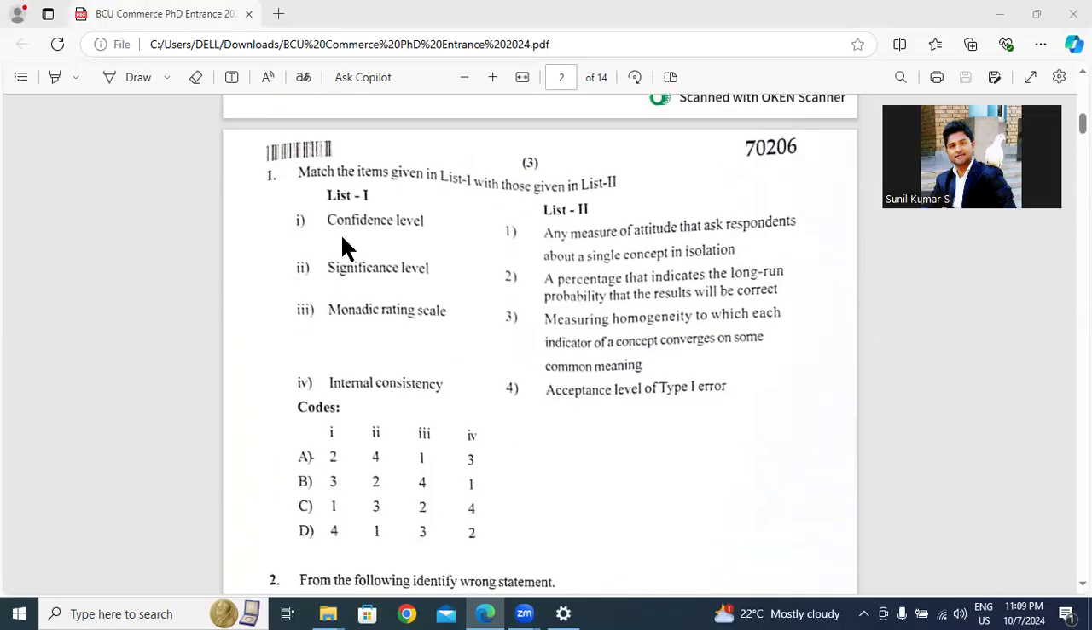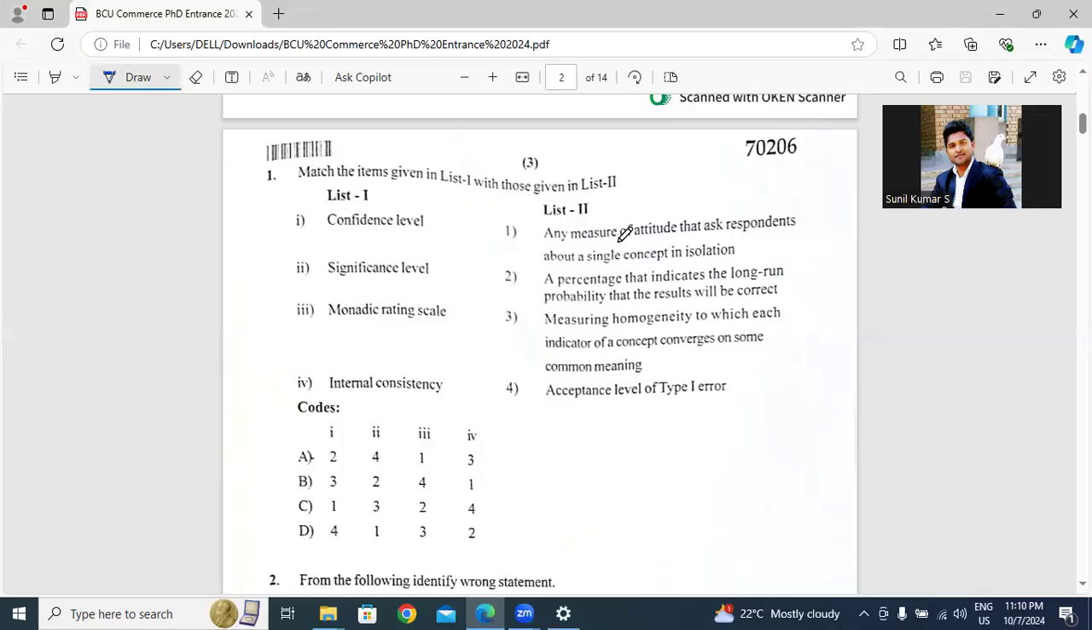Question number 1. Match the items given in list 1 with those given in list 2. In list 1, they have given the terms, and in list 2, they have given the meanings. So we are supposed to match the term with the meaning. For example, confidence level, significance level, monadic rating scale, and internal consistency.